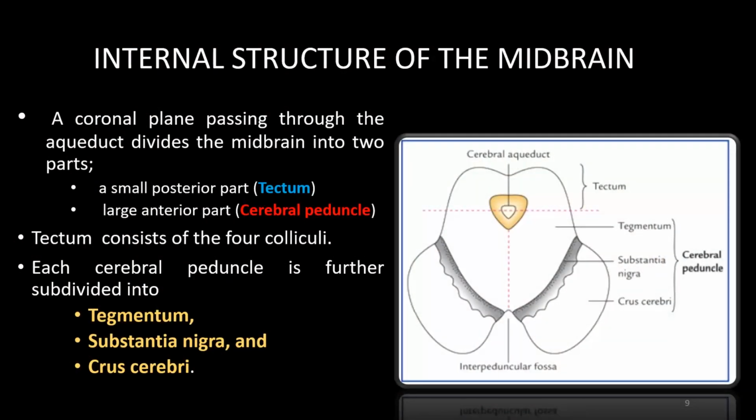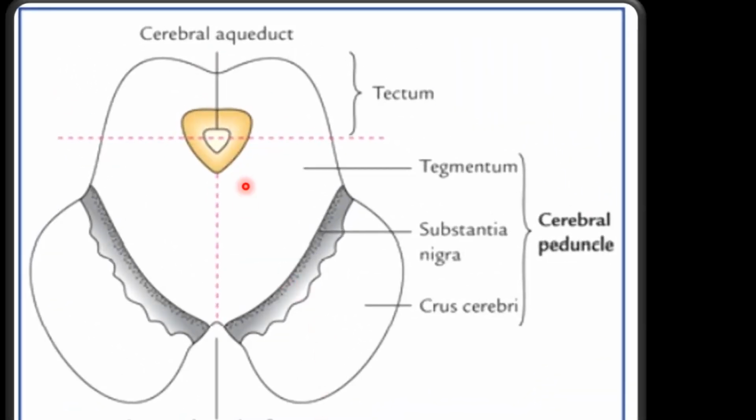A coronal plane passing through the aqueduct divides the midbrain into 2 parts. Let us identify them. Here is a transverse section of the midbrain, and this is a coronal section cutting across. This is the point of the cerebral aqueduct. So if we still remember the posterior small part, which is called the tectum, and the large anterior part, which we said is called the cerebral peduncle.